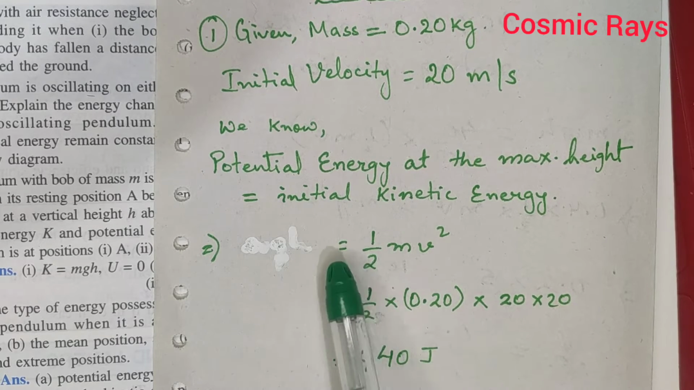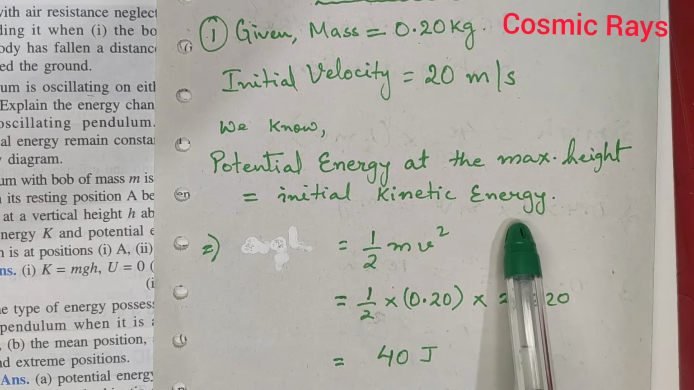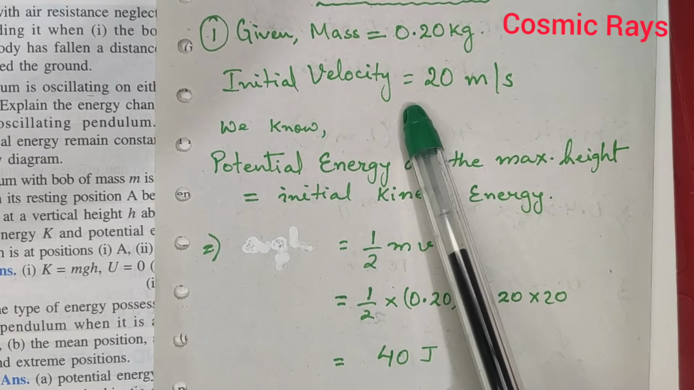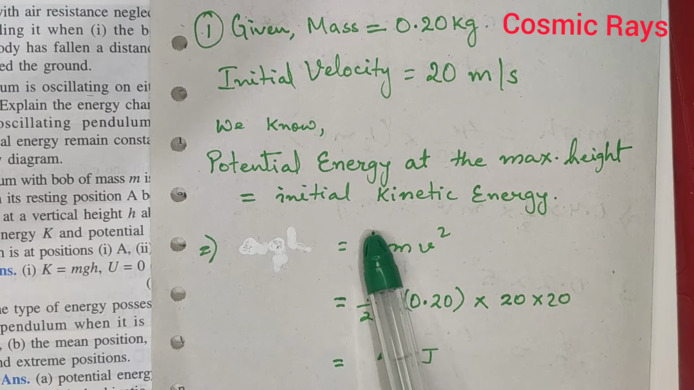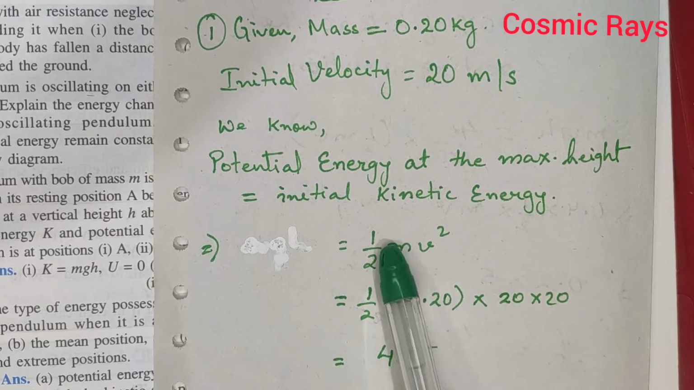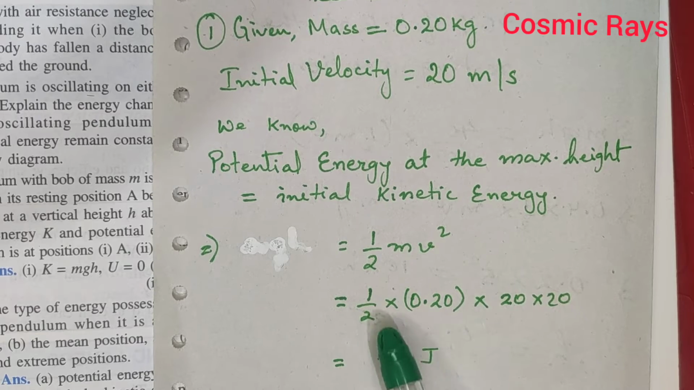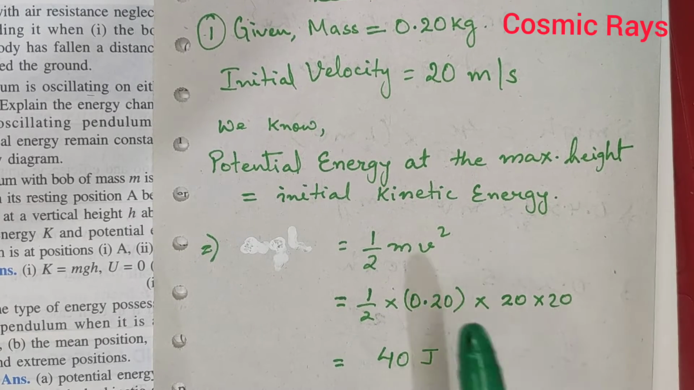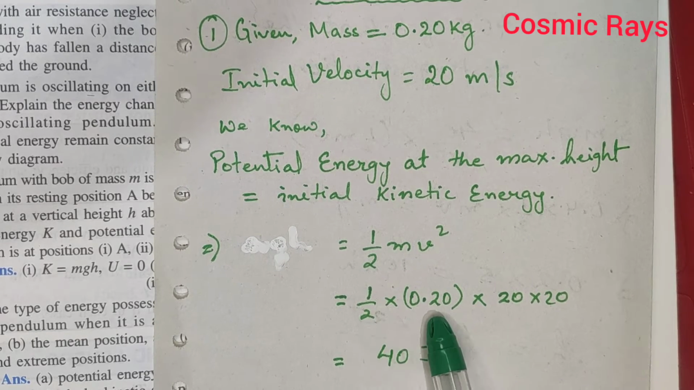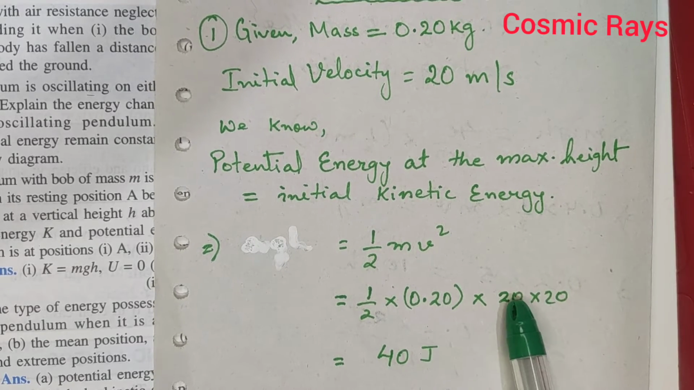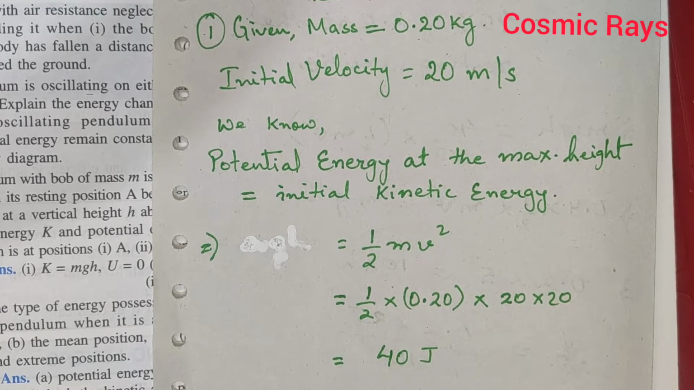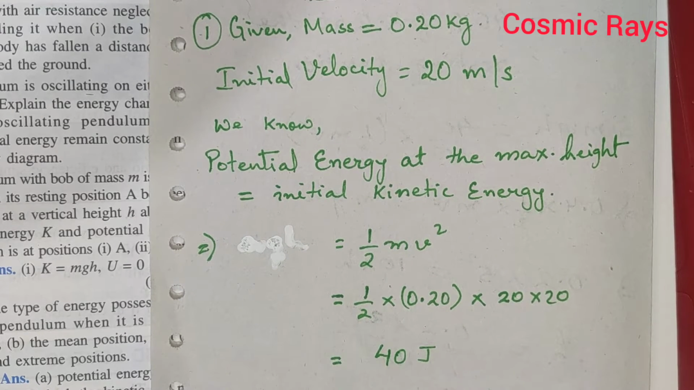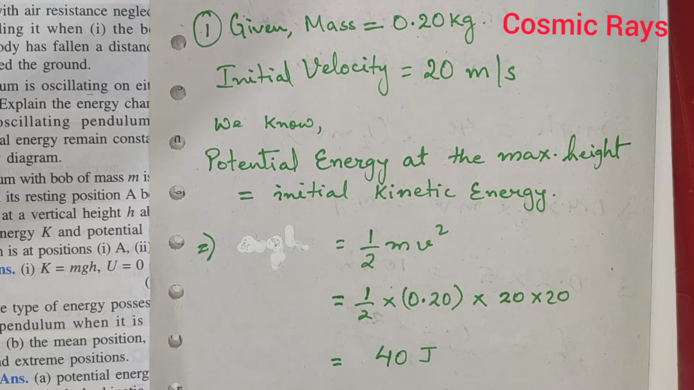So here initial kinetic energy can be calculated using the mass and the velocity which have been provided to us. So we use the formula for kinetic energy, that is half mv square. We put the values. After substituting the values, that is mass is 0.20 kg and velocity square is 20 multiplied by 20. We do the calculation and the answer comes out to be 40 joules.